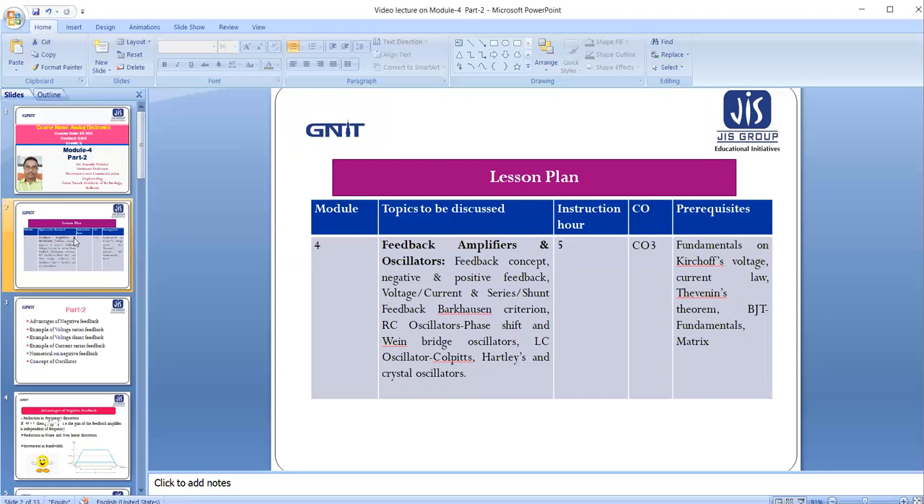That is, after studying this module, the student will be able to understand the effect of different feedback mechanisms in transistor amplifier circuits. The prerequisites for this module are fundamentals of Kirchhoff's voltage and current laws, Thevenin's theorem, BJT fundamentals, and matrix.